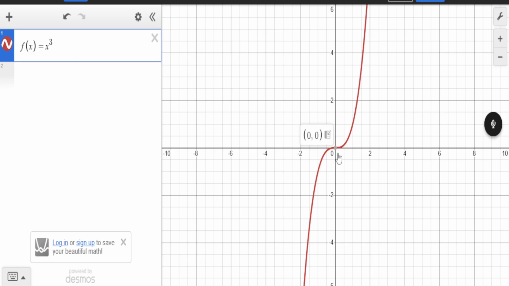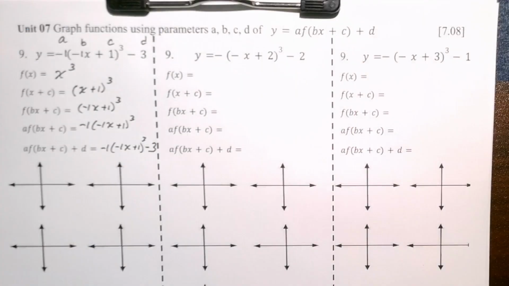We have an anchor point of 0, 0. I like anchor points of 0, 0. They're very easy to work with. But the next anchor point is actually a 1, 1. There's an anchor point of 2, 8, but it's off the graph. So I'm just going to go with my 0, 0 and 1, 1 as anchor points. Yeah, that's all we need. Okay, so let's go back and see if we can write those two.